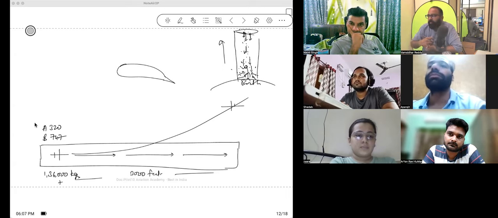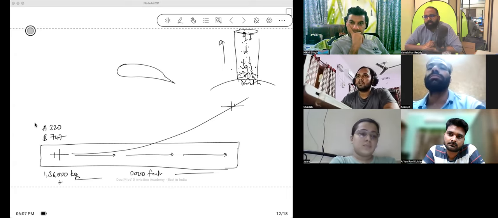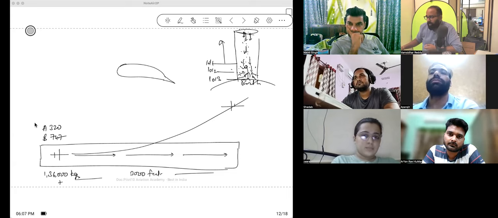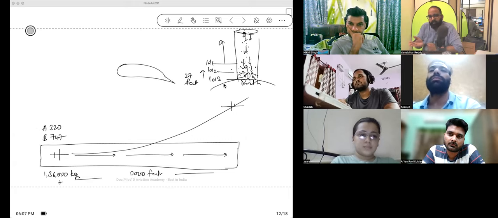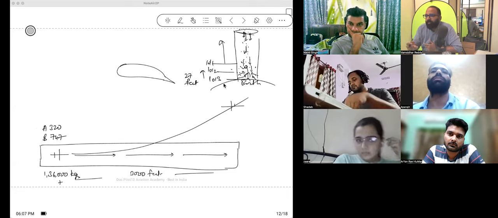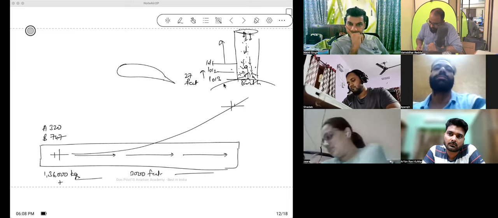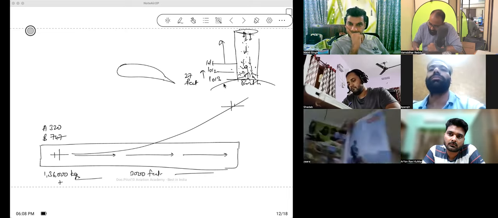You understand? Now, what happens as you go up? Will the atmospheric pressure increase or decrease? Decrease. Correct? So it is 1013 here. It will become 1012, 1011, and so on. Now, you have to remember, atmospheric pressure will decrease by 1 hectopascal for every 27 feet. If you go up by 27 feet, atmospheric pressure will decrease by how much? 1 hectopascal.